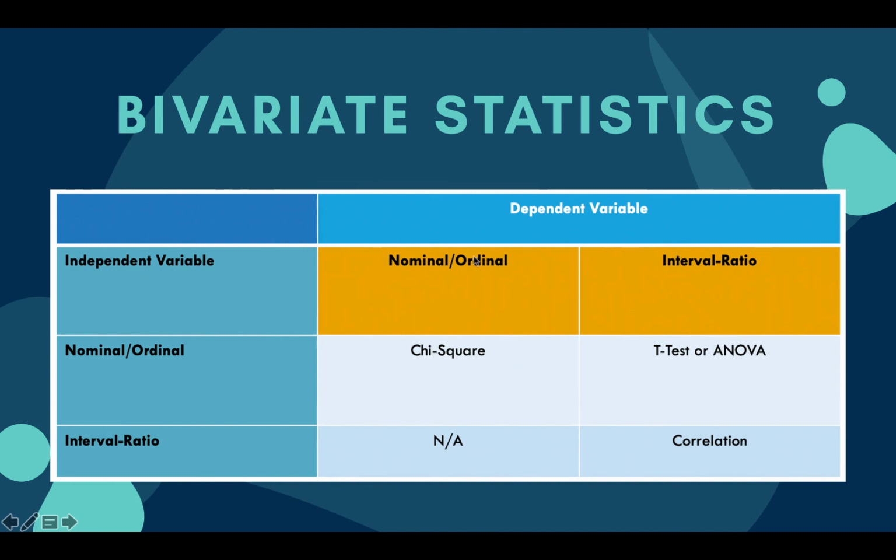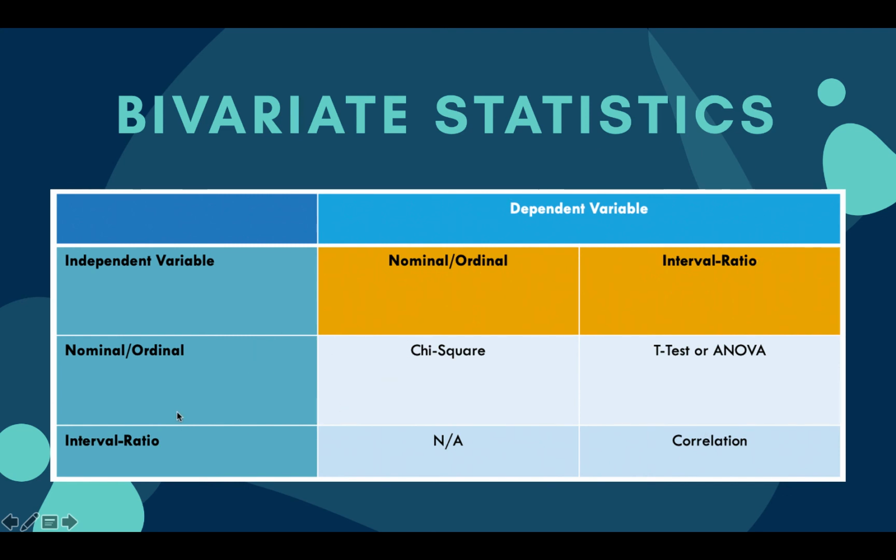And then finally, I have the correlation, which is a dependent variable that's interval ratio, and an independent variable that's also interval ratio, right? So let's say education and income. Education being years of education, right? Interval ratio, year 1, year 2, year 3, year 4, year 5, year 30, right? And income, $1, $2, $3, $4, $5. We can look at a correlation to see, is there an effect of education on income?